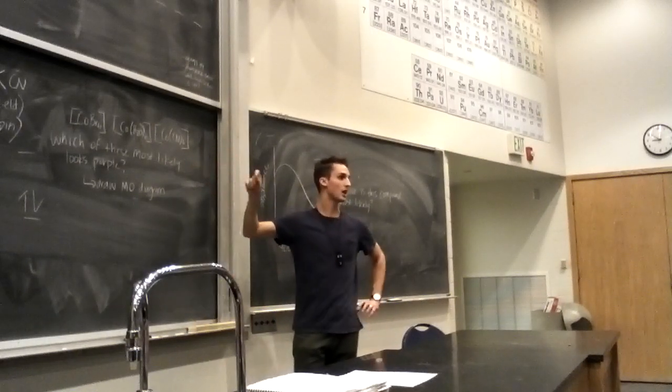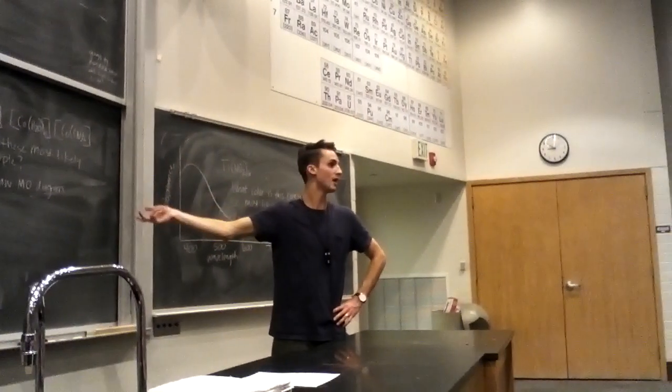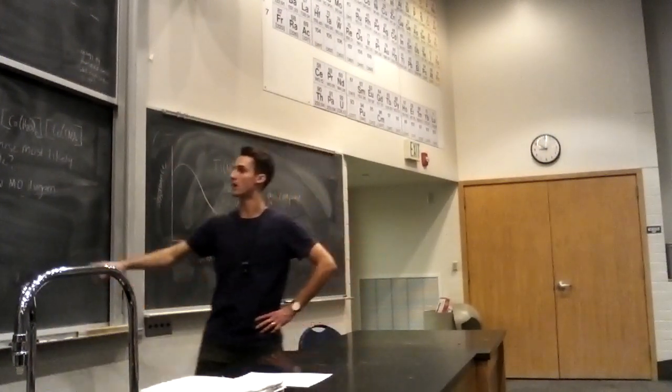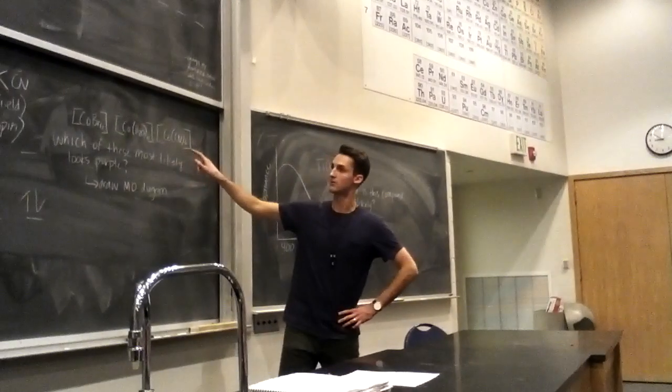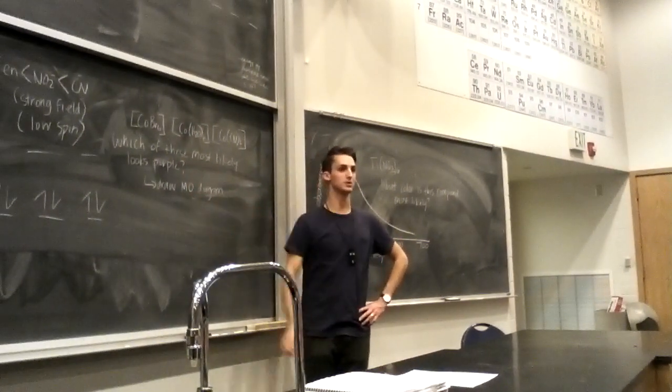Okay, here's an example problem that I want to do. I want you guys to take a minute on this, and it applies the principles that we just talked about. Which of these coordination spheres is most likely going to look purple to us?